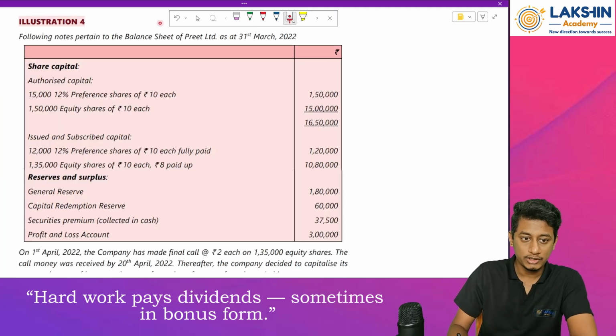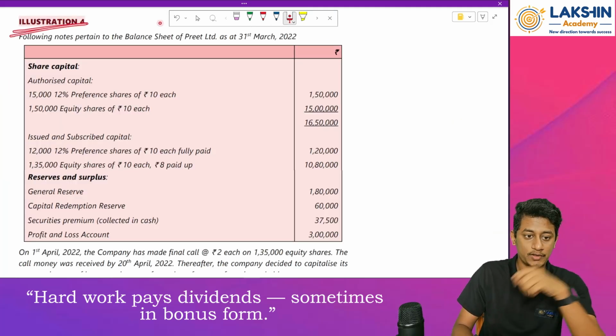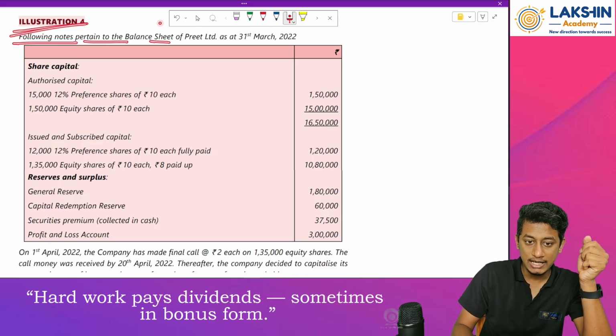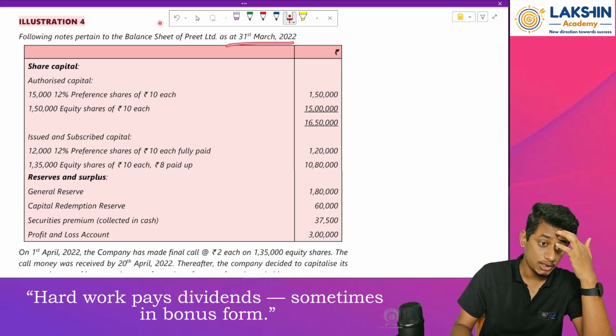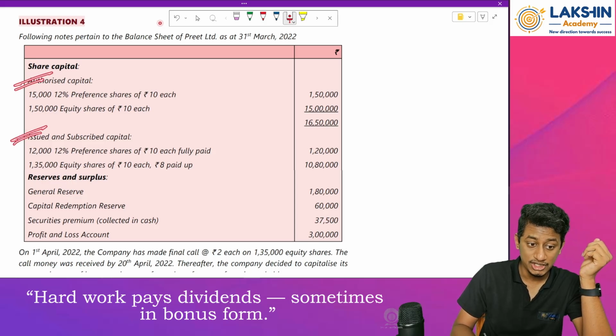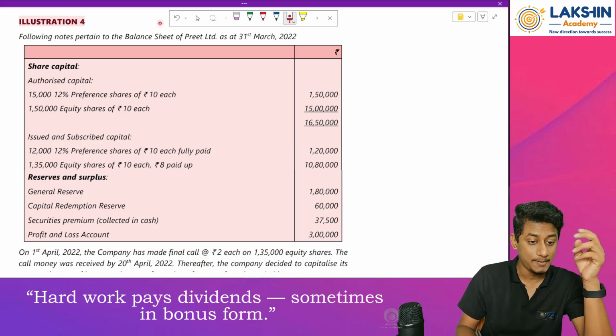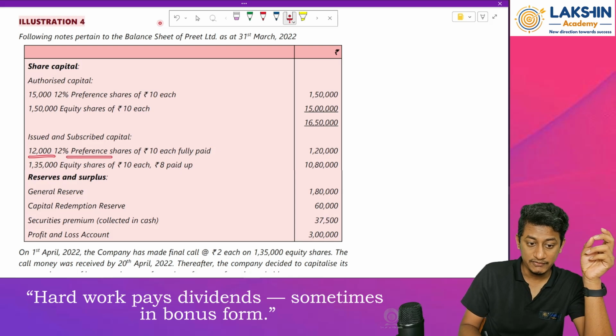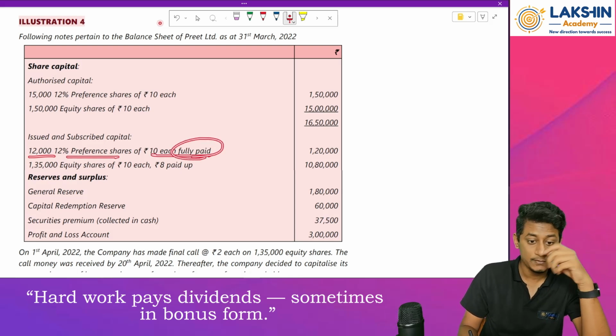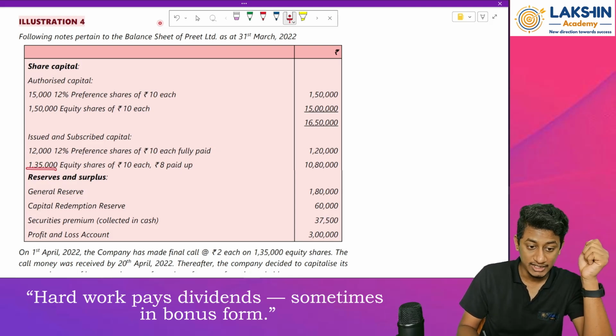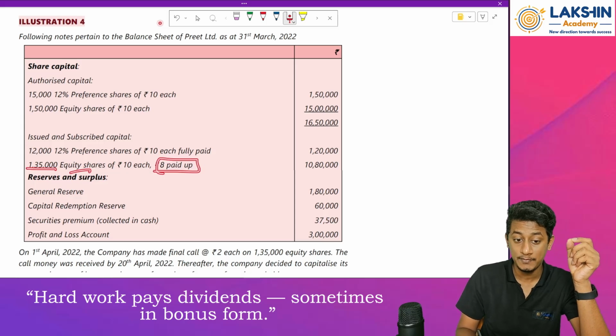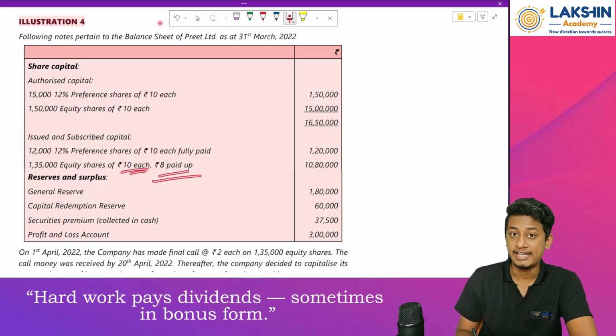Now look at the next question. It is illustration number 4. Following notes pertain to balance sheet of Preet Limited as at 31st March 2022. They have given you the authorized capital, and the issued and subscribed capital. In this subscribed capital, have a look. There were 12,000 preference shares at rupees 10 fully paid, and we also have 1,35,000 equity shares. But how much is paid up? Out of 10 rupees, only rupees 8 is paid up, right?